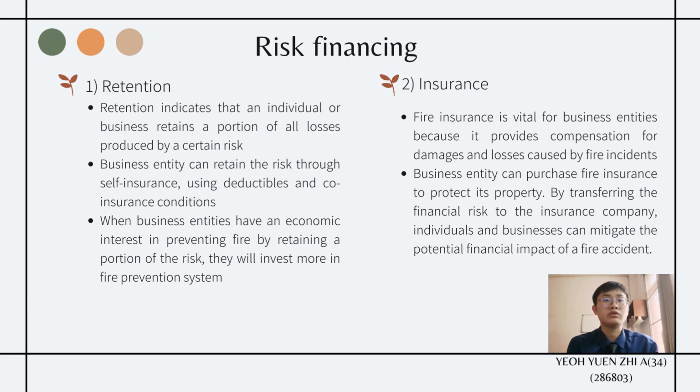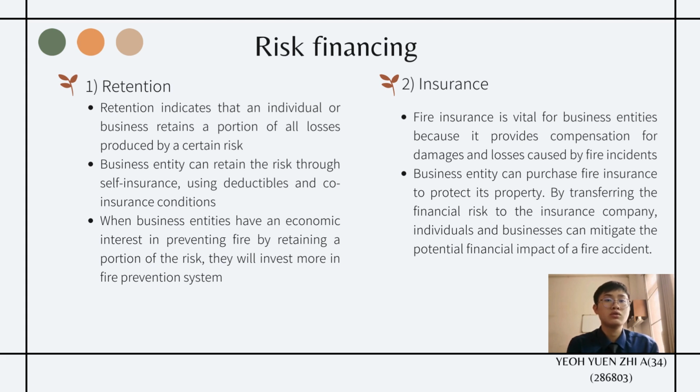Now I will present about the risk financing. There are two categories in risk financing to manage fire accident in business entity. First method is retention. Retention indicates that an individual or business retains a portion of all loss produced by a certain risk. So, rather than transferring the risk totally to the insurance company, a business entity may retain a share of the fire risk. There are three ways that business entity can retain the risk, which are self-insurance, deductible, and co-insurance.